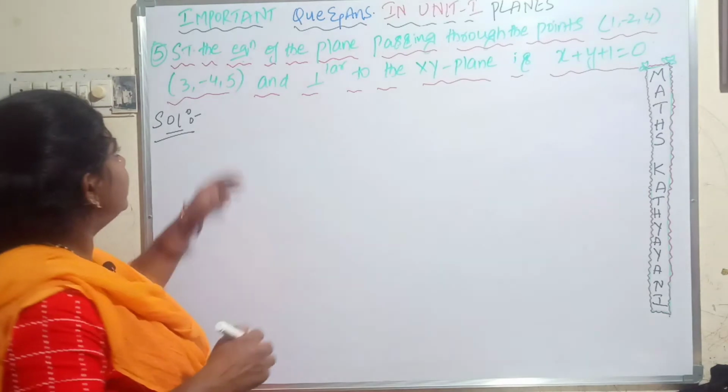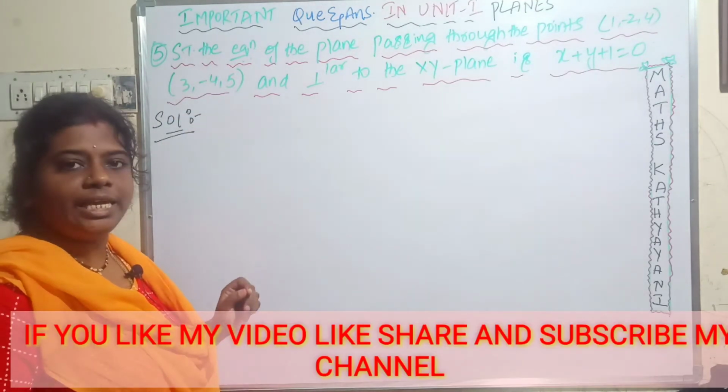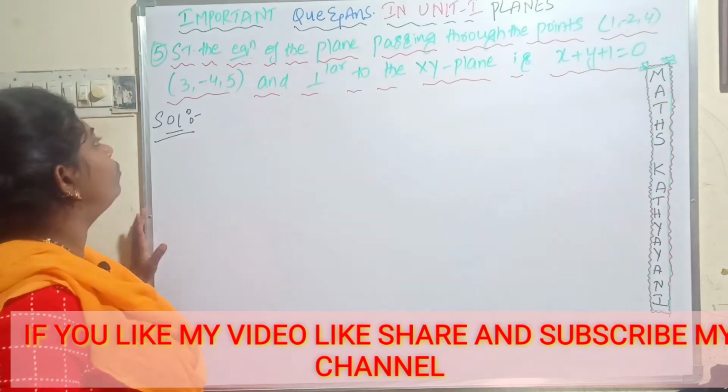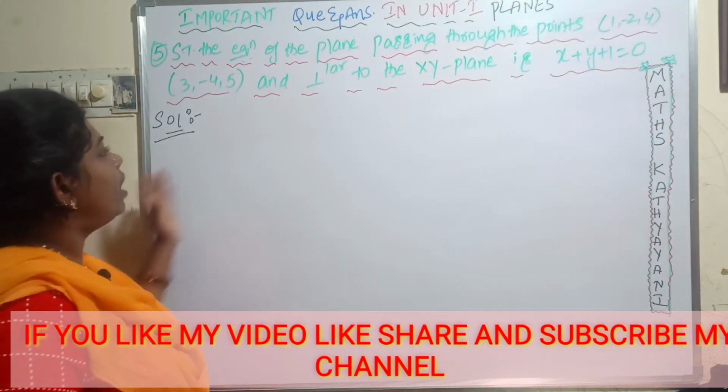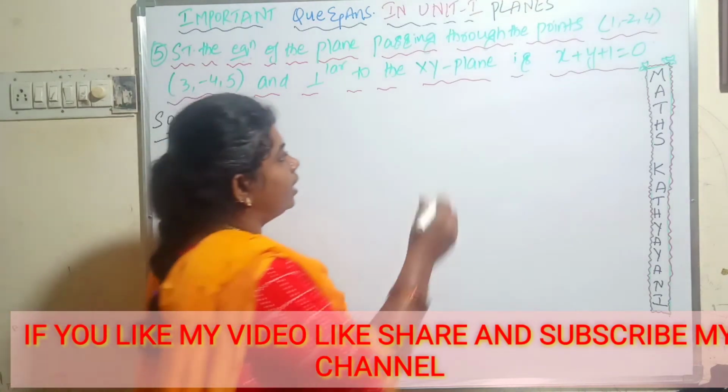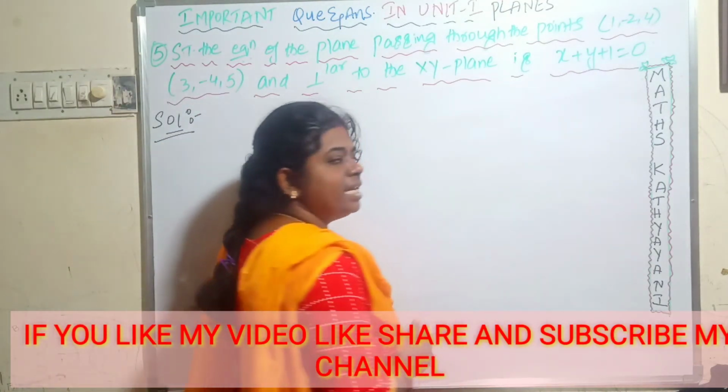The next question is: show that the equation of the plane passing through the points (1, -2, 4) and (3, -4, 5) and perpendicular to the xy plane is x plus y plus 1 is equal to 0.